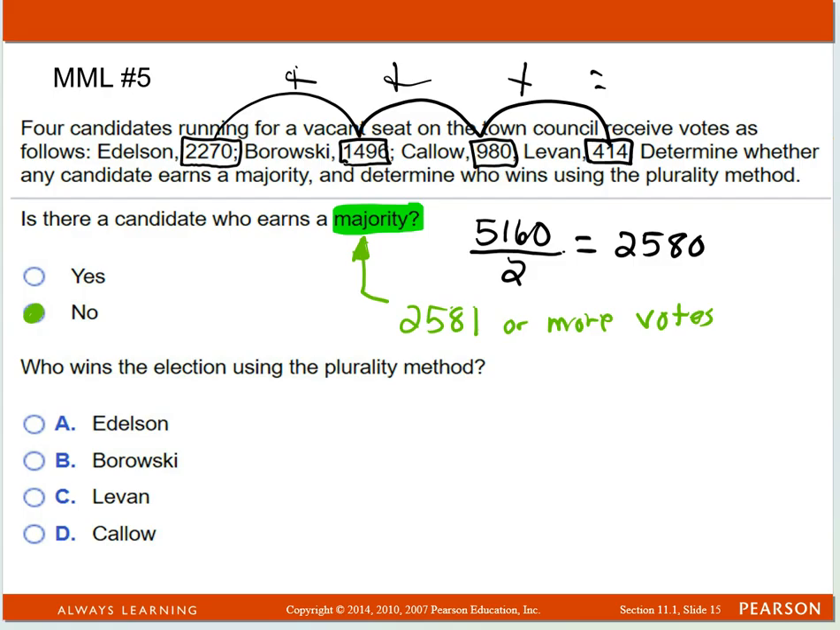And then the next question just says, well, let's just say we were using the plurality method. You don't need the majority for the plurality. You need the majority for plurality with elimination. But just plurality is whoever has the most votes. And the person with the most votes is Edelson. That's it. That's all there is to number 5.